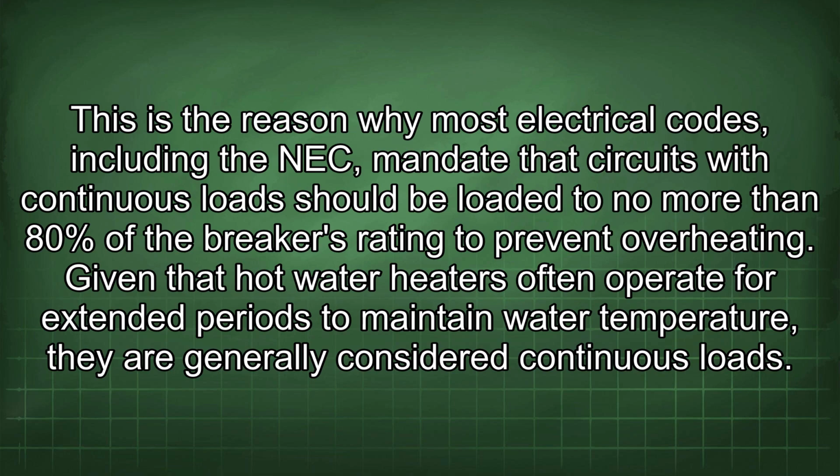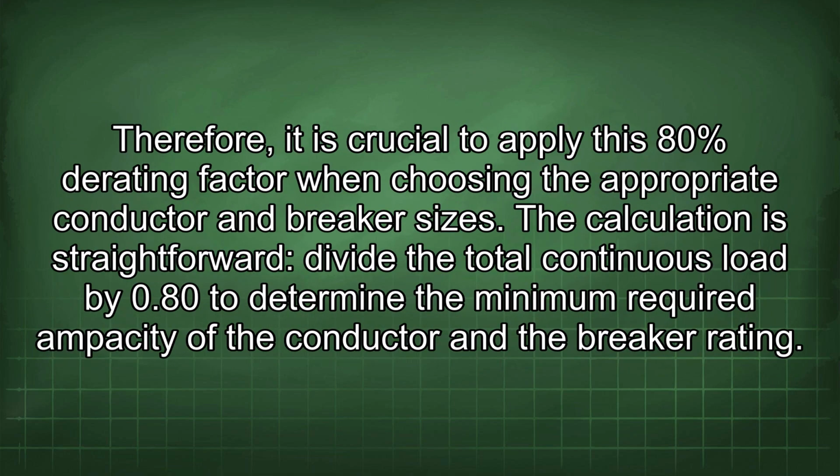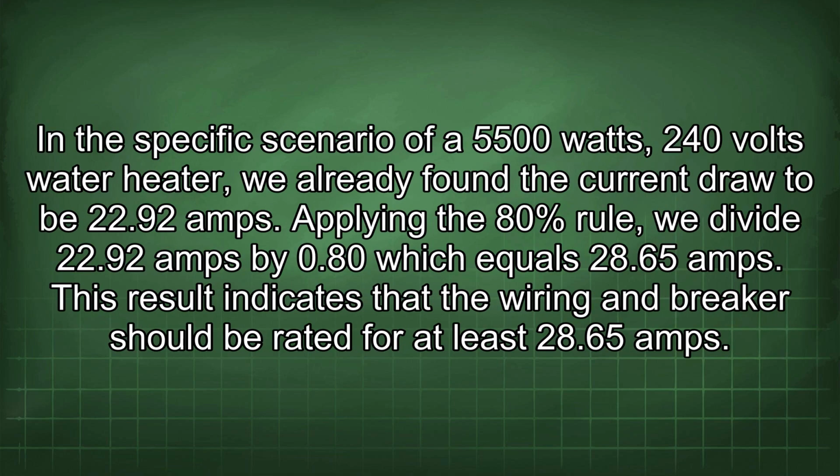Given that hot water heaters often operate for extended periods to maintain water temperature, they are generally considered continuous loads. Therefore, it is crucial to apply this 80% derating factor when choosing the appropriate conductor and breaker sizes. The calculation is straightforward. Divide the total continuous load by 0.80 to determine the minimum required ampacity of the conductor and the breaker rating. In the specific scenario of a 5500 watt 240 volt water heater, we already found the current draw to be 22.92 amps.